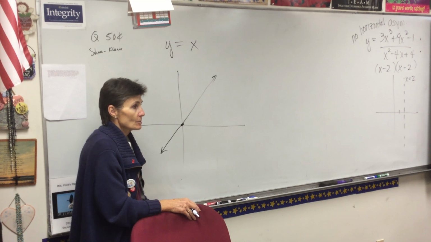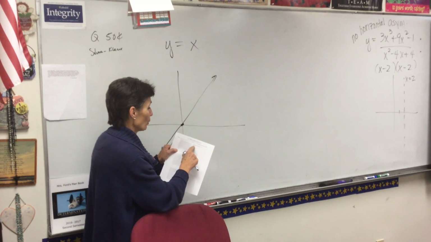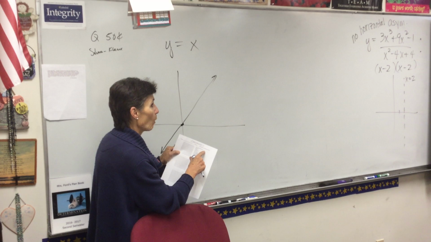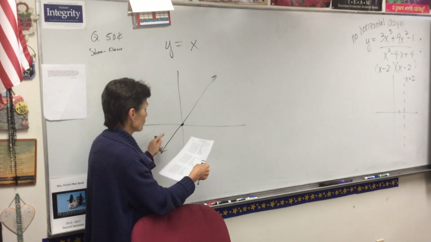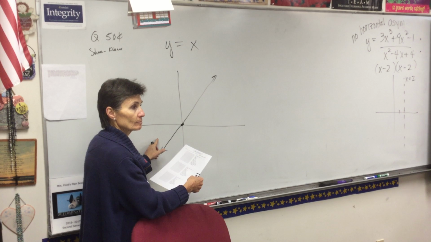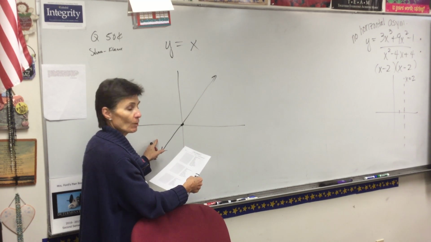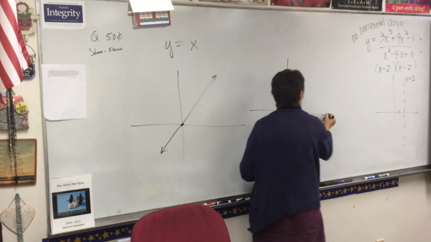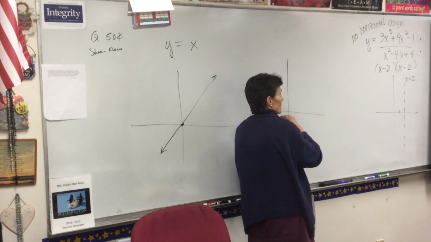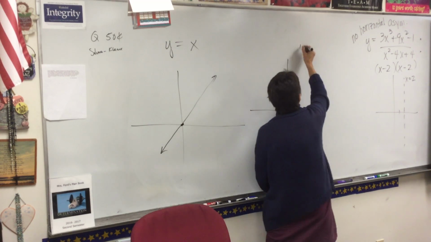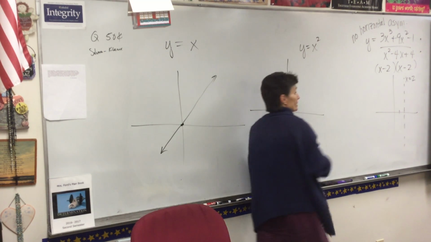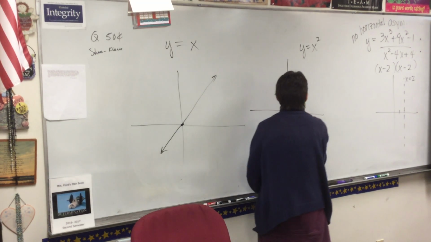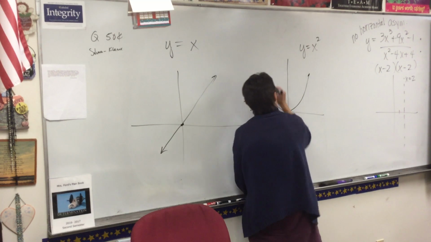Okay? So right now, the words identity function are there. Right next to it, you're going to write y equals x, and then you're going to plot that graph, that shape. Okay? Now the next one is called the squaring function. So its equation is y equals x squared, and its shape is this.